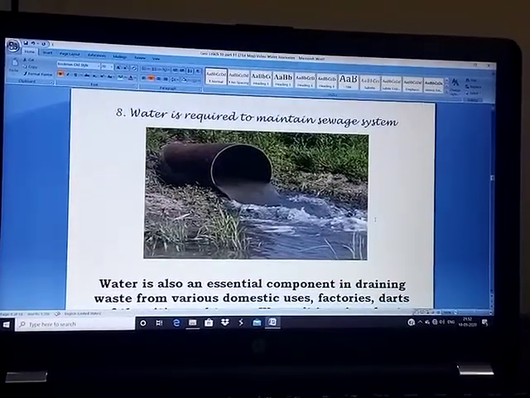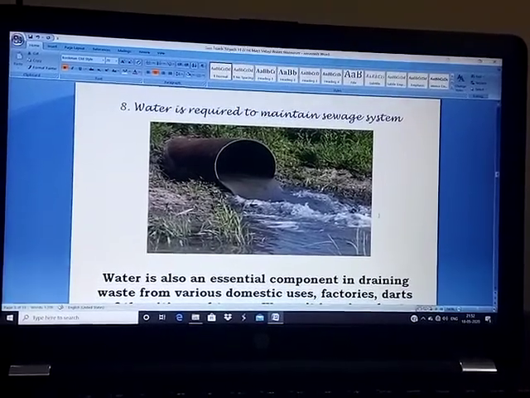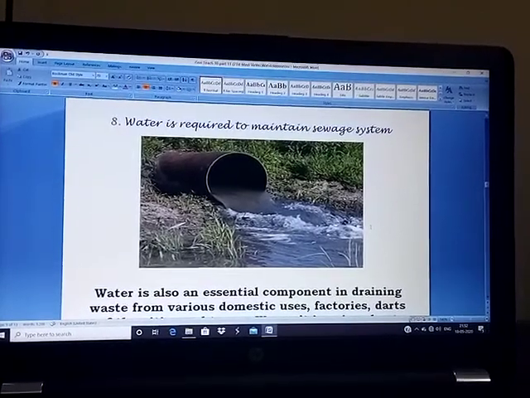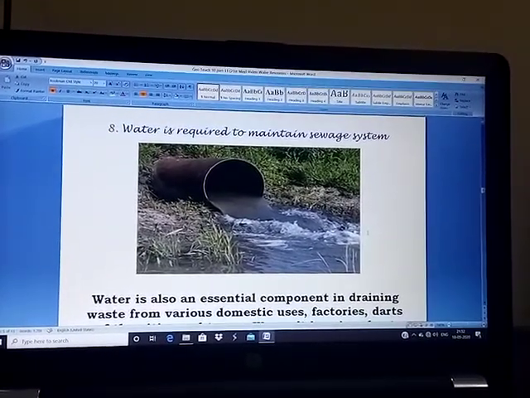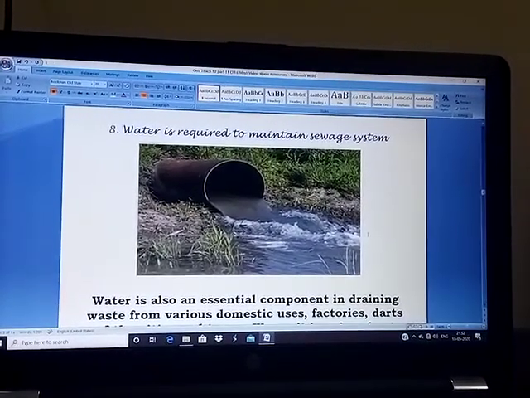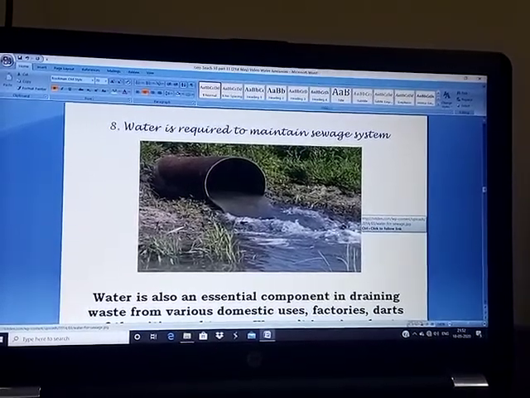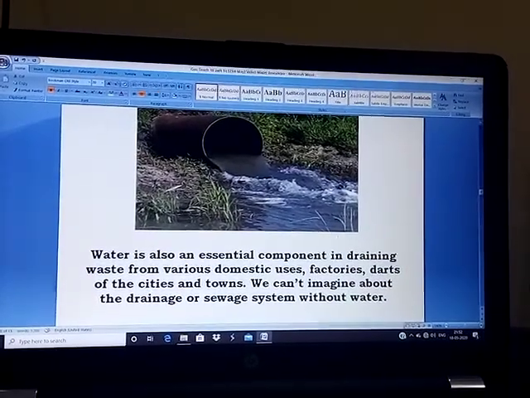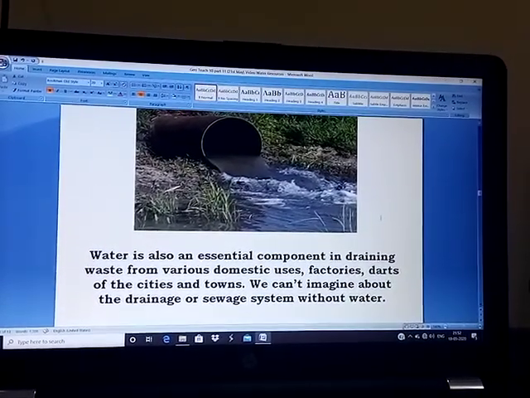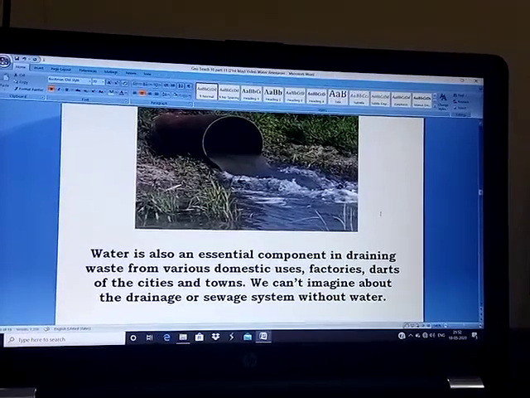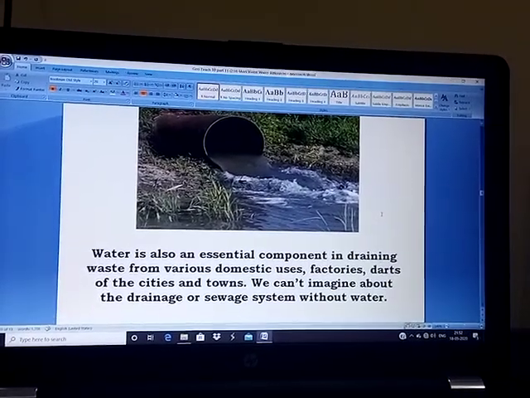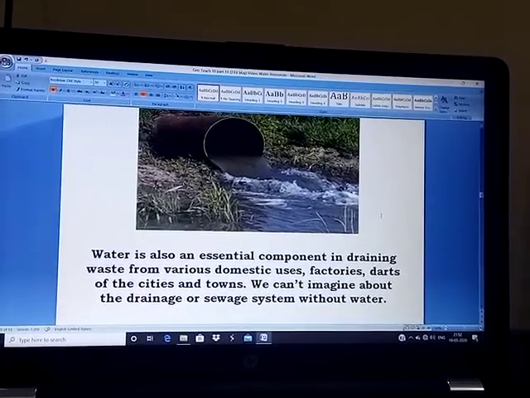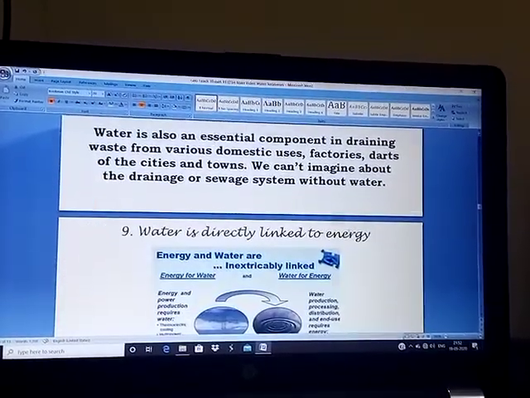Water is required to maintain the sewage system. None of us are bothered about this. But remember, all the dirt from the cities and the towns and even from our domestic uses, if it doesn't go out of our house, it will be stinking everywhere. So lots of water is needed. It is an essential component in draining waste from various domestic uses, factories, dirt of the cities and towns. We can't imagine the drainage or sewage system without water.